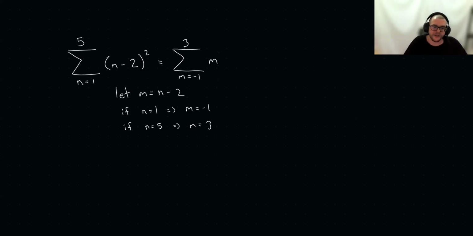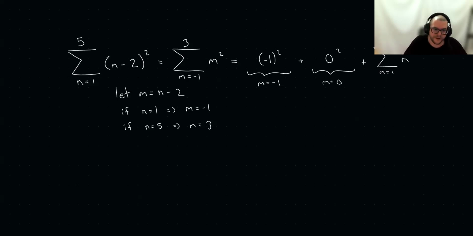That's m squared. Now I'm almost in a position where I can use my summation formula for a squared term. Except for that formula, I need it to start at 1. It needed to go from 1 to some number. This starts at -1. Well, another thing we can do is explicitly write these extra terms out of the sum. So I write this. The m equals -1 term is, of course, just -1 squared, and the m equals 0 term is 0 squared. And so this is 1 plus the sum of m equals 1 to 3 of m squared.